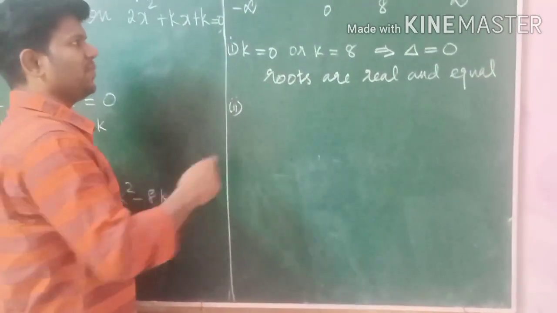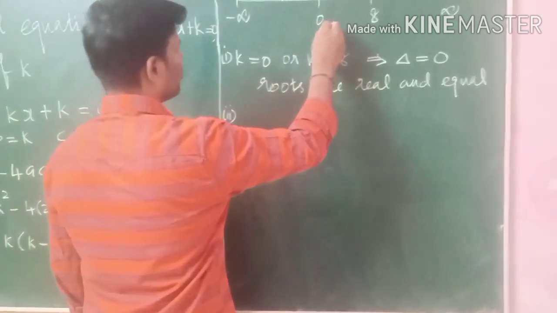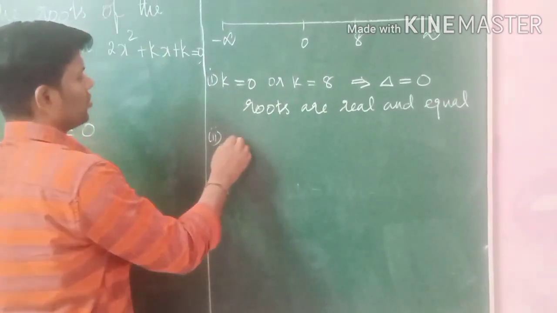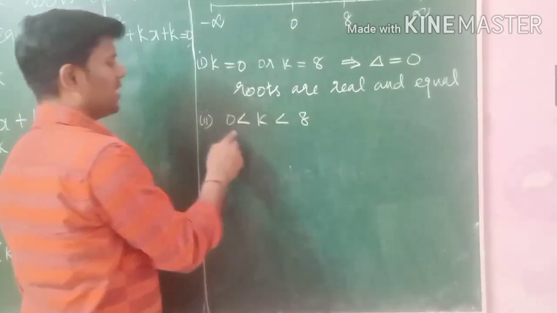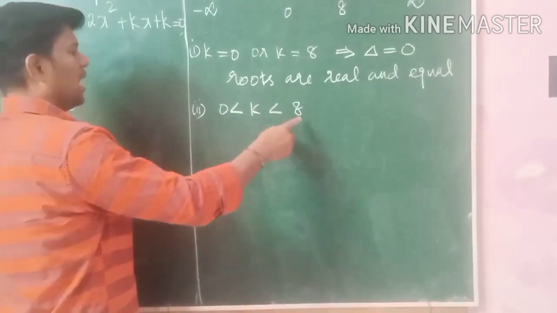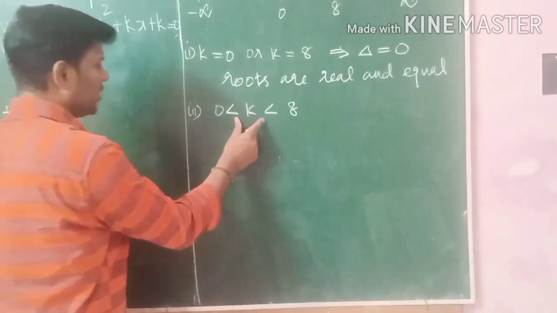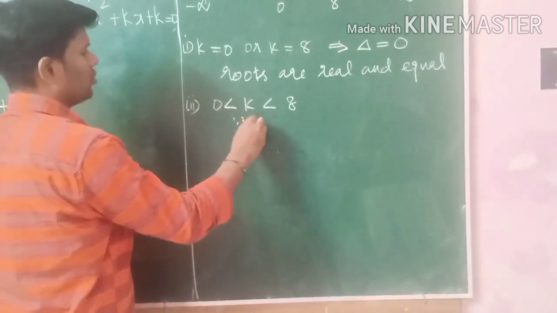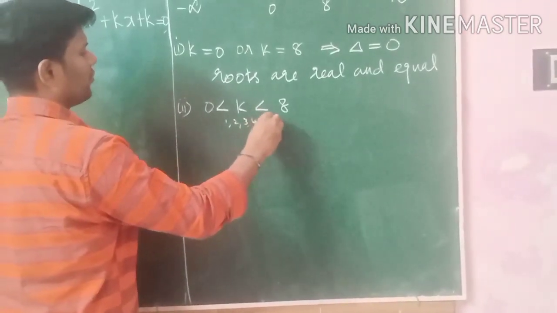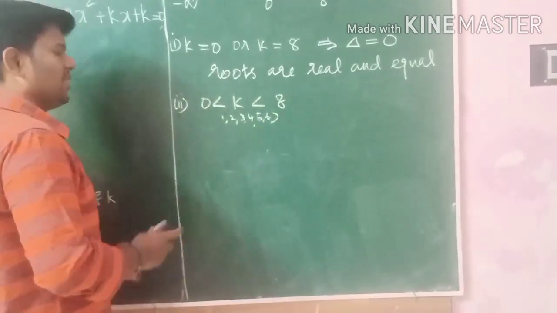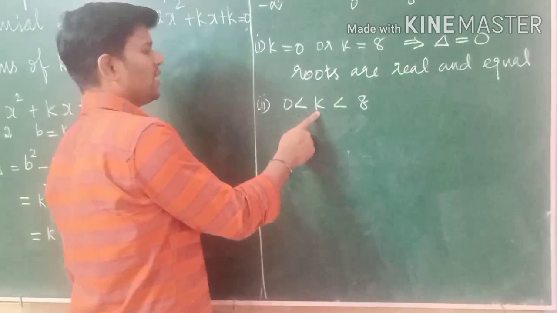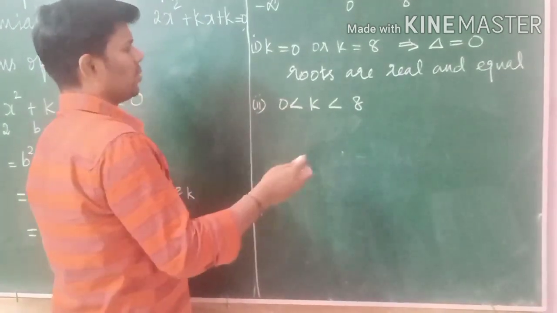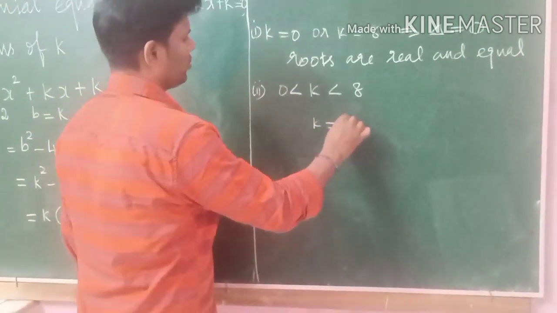Now we see the second case. Suppose k lies between 0 and 8. So 0 less than k less than 8. Here we will not include 0 and also 8. So in between 0 and 8 we have 1, 2, 3, 4, 5, 6, 7. We will take k values between 0 and 8. Suppose I take k is equal to 2.